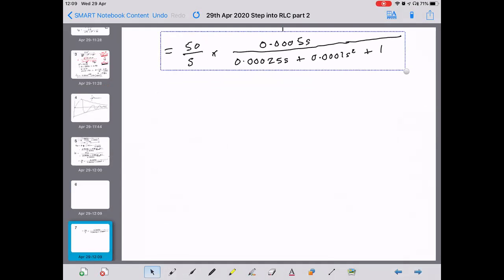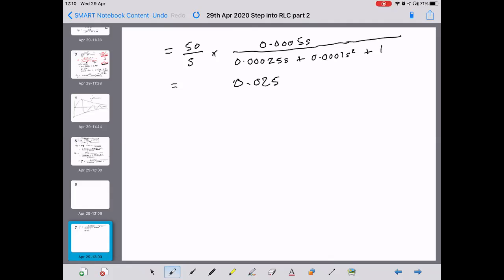Paste that on a new page. On the top line it multiplies out, so we do 50 times the 0.0005s. That comes out as 0.025. No need to multiply it by the s because that's going to cancel in a minute anyway, because when we multiply this bottom line here by s, the two s's cancel out anyway. Do you remember that?